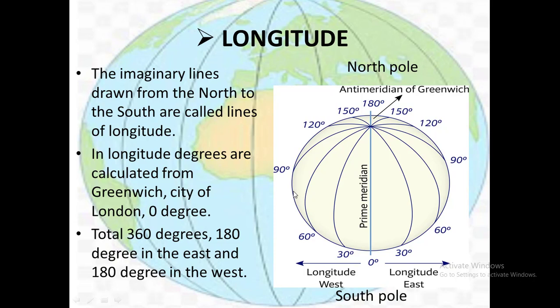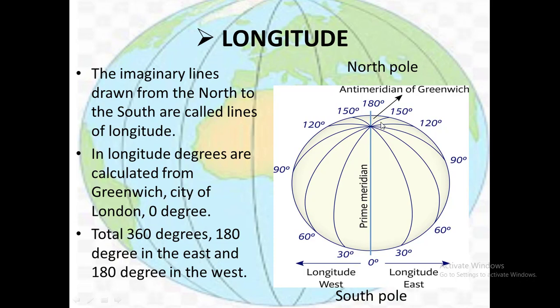Look carefully at this diagram. Here in the center is also a line, that is the line of prime meridian, and it is also 0 degree. Here in the center of this diagram is Greenwich, which is a city of London.